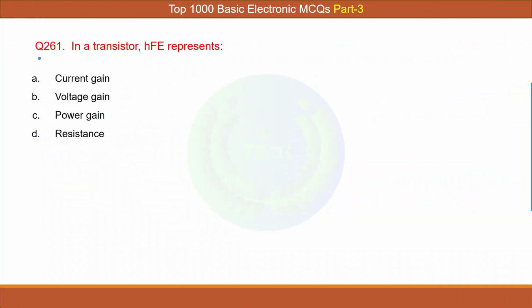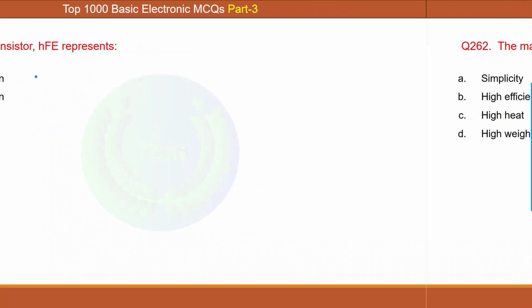Question number 261. In a transistor, HFE represents option A, current gain, option B, voltage gain, option C, power gain, option D, resistance. The answer is option A, current gain.